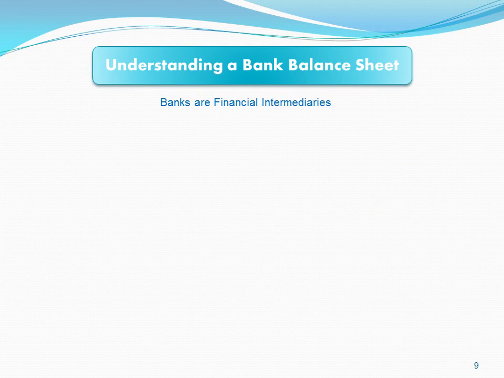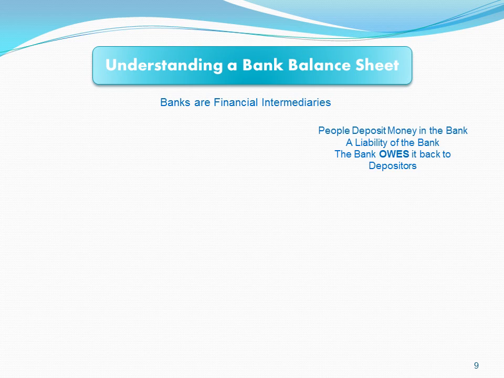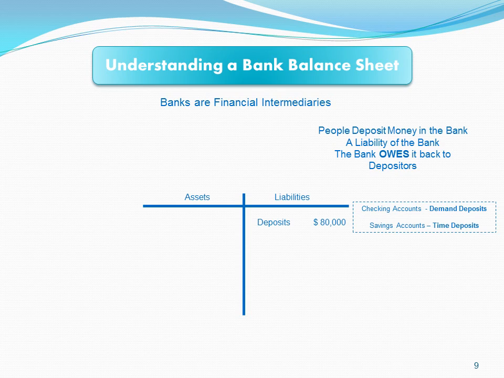Now, banks are financial intermediaries, and they function like most other firms. They have liabilities and assets. So one of the things that's unusual is that we put money in a bank. You and I deposit funds in a checking account or savings account, and that is a liability to the bank. In other words, they are essentially borrowing money from their depositors. So the deposits are a liability.